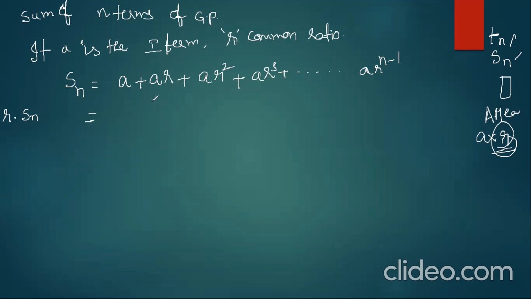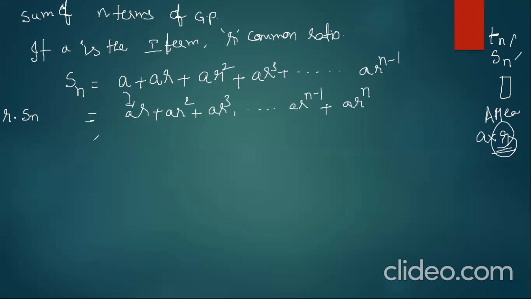Now, I am writing R times Sn. So, what do we get? A into R, AR plus AR square plus AR cube plus so on, AR to the power of n minus 1 and also AR to the power of n. Why? Because here A becomes AR, because we are multiplying with R.